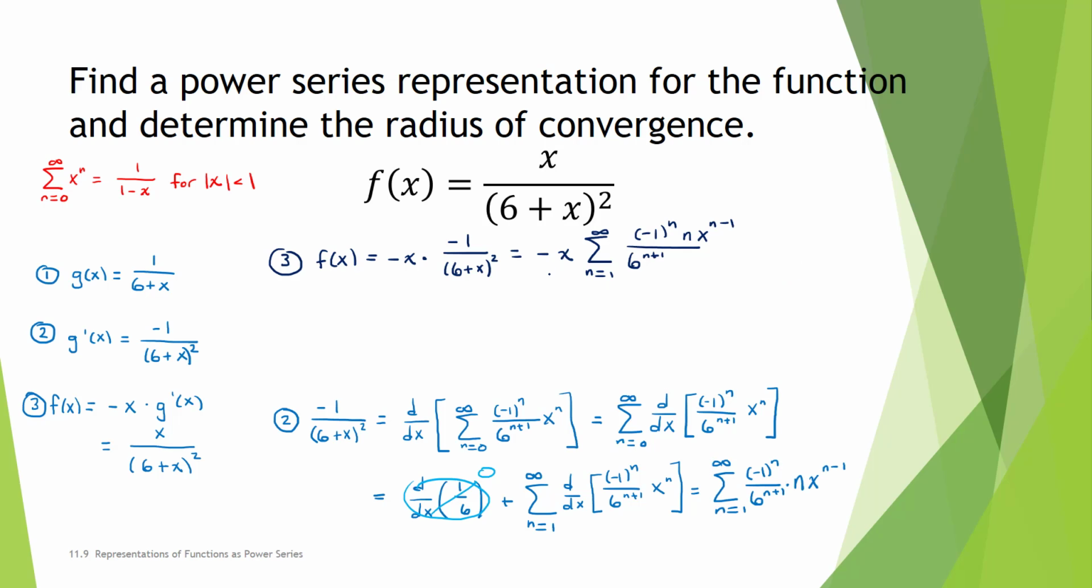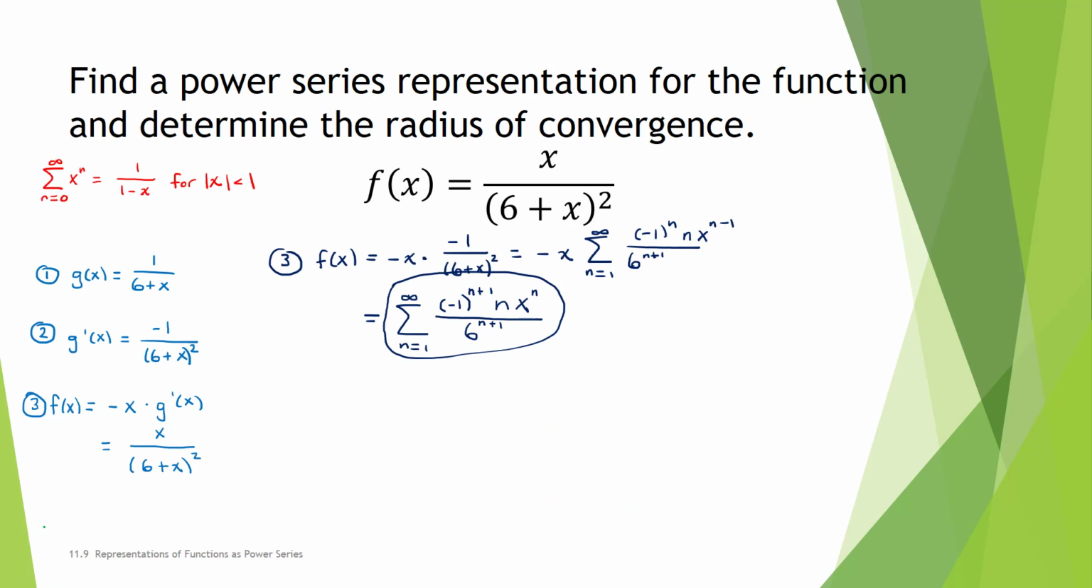Now I'm just going to take this negative x and multiply it into the terms. We have the sum from n equals 1 to infinity of negative 1 to the power n plus 1, multiplying negative 1 to the n times negative 1, times n times x to the n power, multiplying x times x to the n minus 1, all divided by 6 to the n plus 1. And this is our final power series representation for the function f of x.